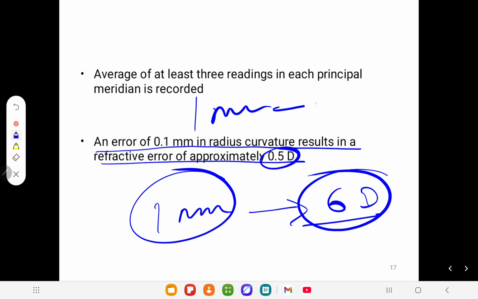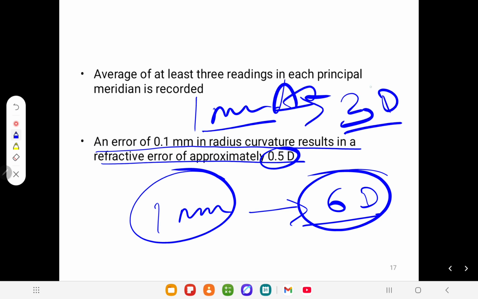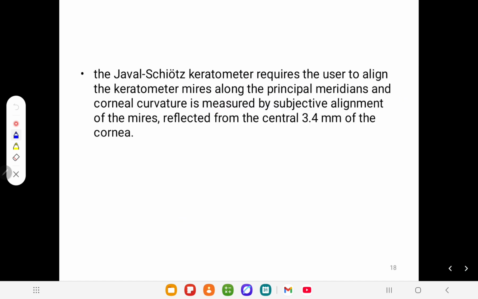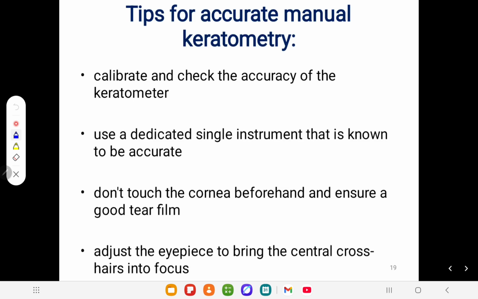1 change in axial length, approximately 3 diopter change in power, isn't it? So it's a very common rule of thumb. I think rule of thumb is good. Yes, let it be. So, tips for accurate keratometry.